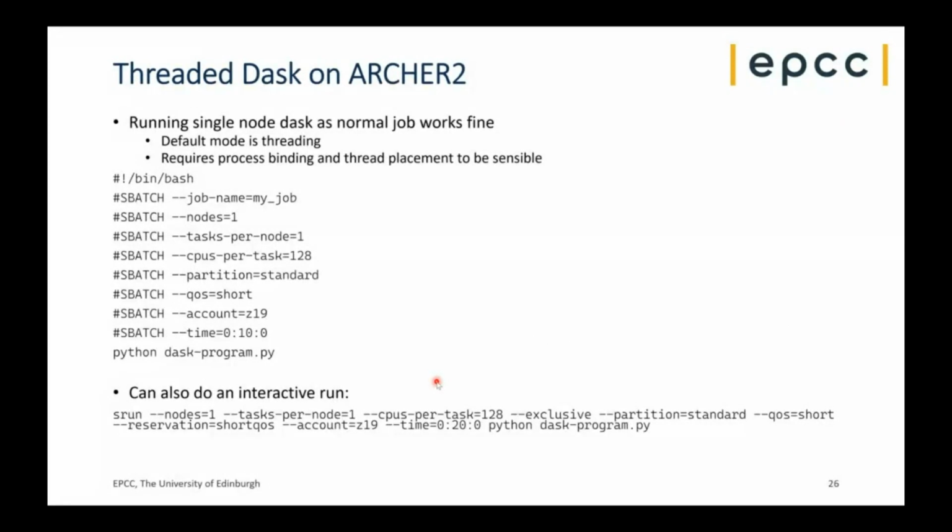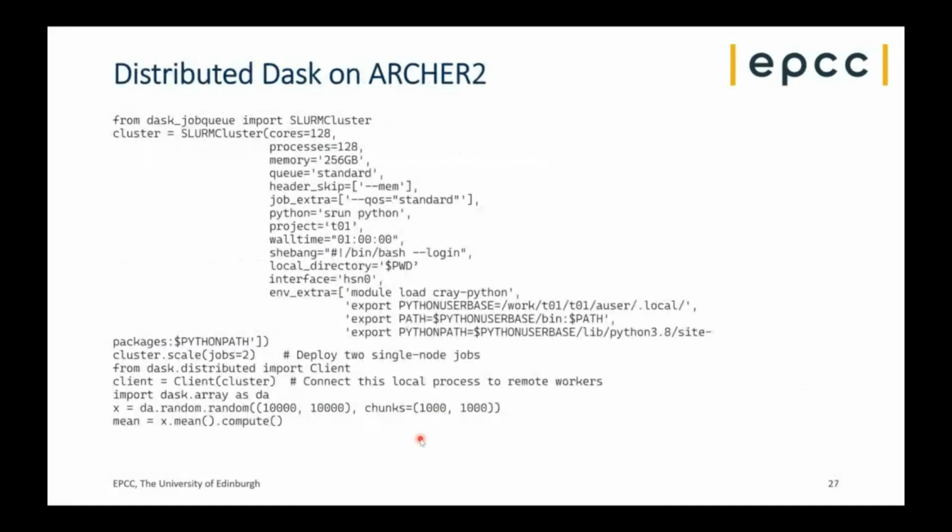If we're just wanting the threaded Dask, the single node stuff, then we can just run our program as normal. As long as we've got our process binding and thread placement sensible here, with our CPUs per task and a task per node for what we want, then that will just run Dask sensibly, and we can do that in an interactive manner as well.